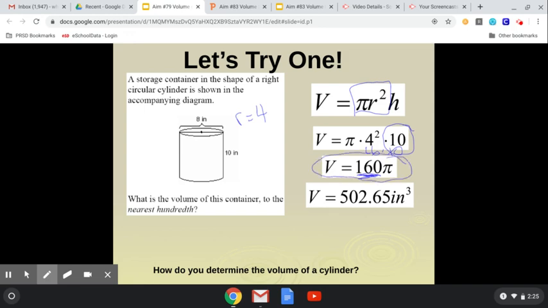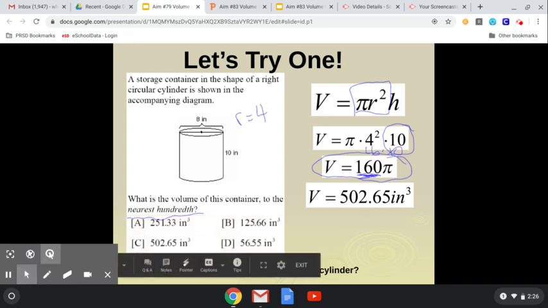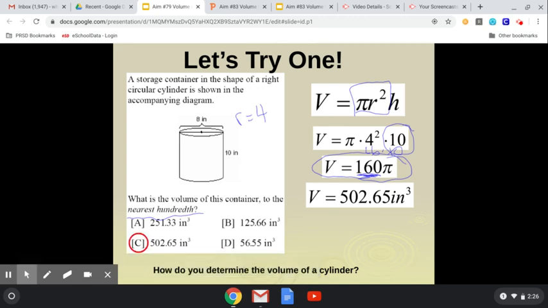I don't. I said, what is the volume of this container to the nearest hundredth? So that's the second decimal spot. So take 160, multiply it by pi, use the pi button in your calculator so that you're as accurate as you can be. And when you do that, you end up with 502.65. Now, what I didn't tell you, this was actually a multiple choice question. There's the answer, 502.65 inches cubed.